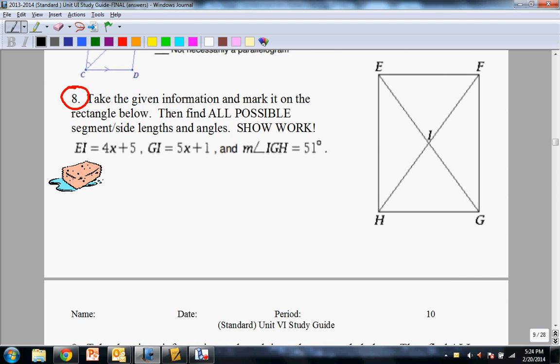It says take the given information below, mark it on the rectangle, then find all possible segment and side lengths. Okay, let's be very careful with this. We know EI is 4x plus 5. That's EI, that's orange. That's going to be 4x plus 5. And we're told GI is 5x plus 1.